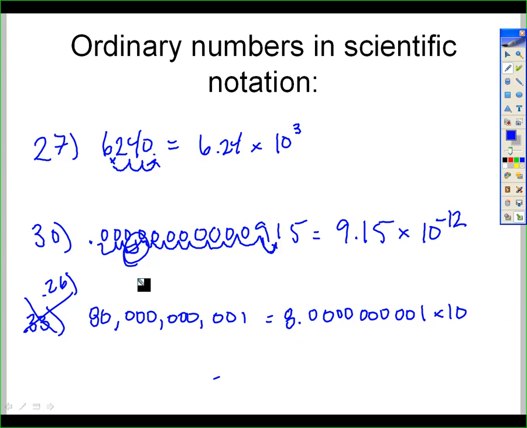Okay, so how many times do I have to multiply or divide my coefficient to get back to the original number? Yeah, 8 is a lot smaller than 80 billion. So I think this should be a 10, am I right? 5, 6, 7, 8, 9, yep.